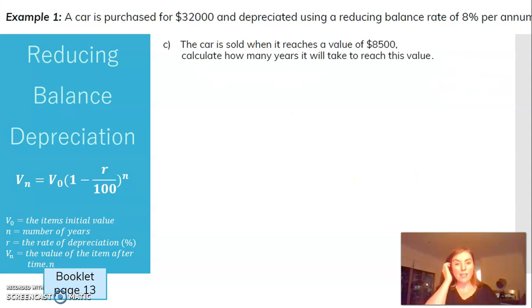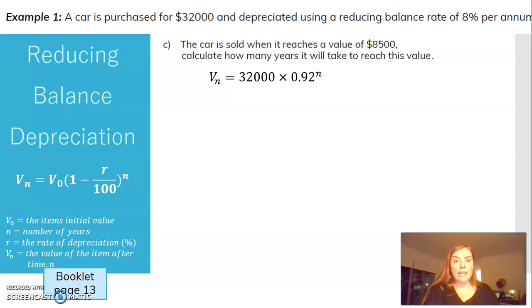Part C, the car is sold when it reaches a value of $8,500. Calculate how many years it will take to reach this value. So again, for this one, we are going to use our rule from before. So let's write that down. Here's my rule. I want you to take a moment to have a think about how we might use this rule to solve this question.